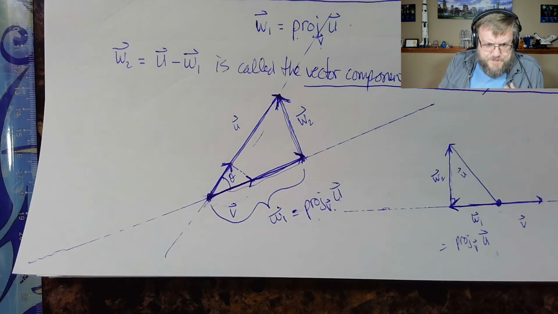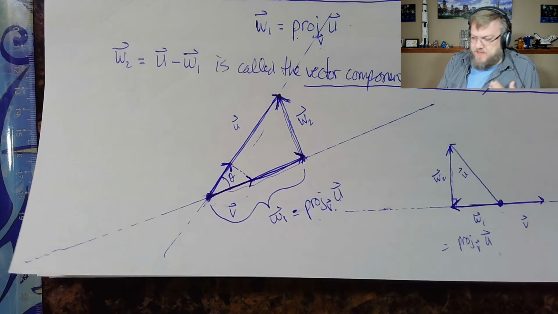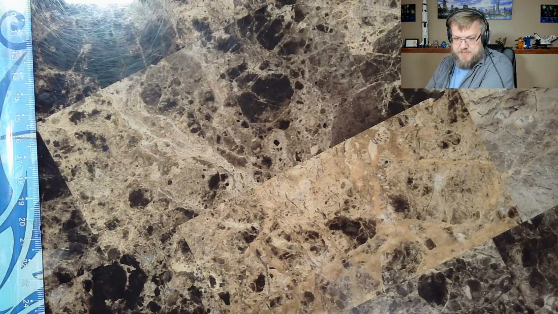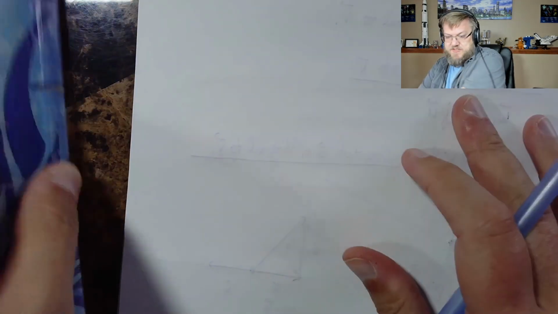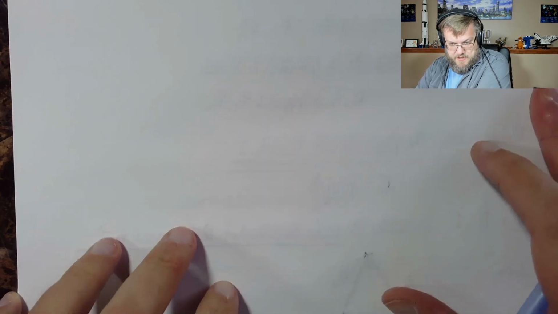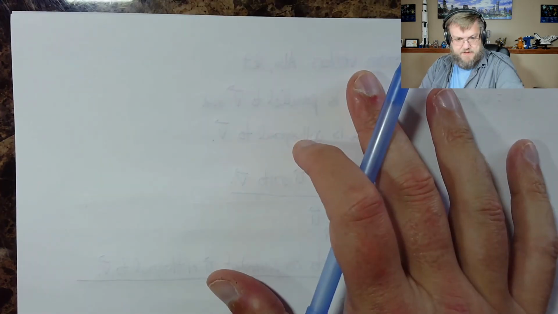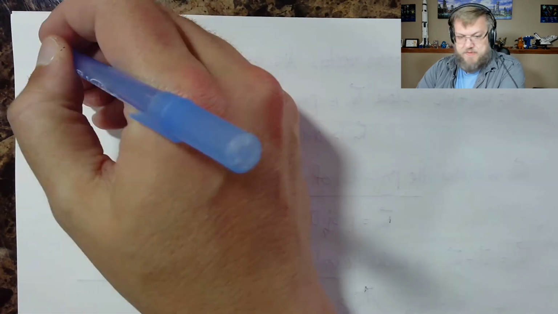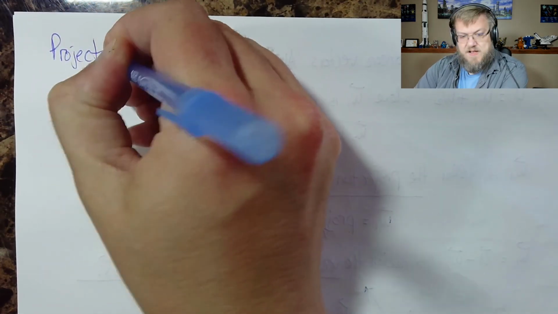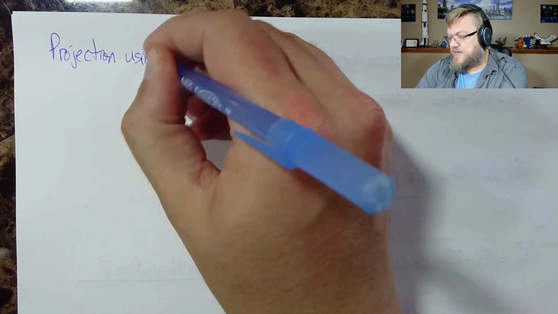Now, let's get a formula for this, and I think that'll be a good place to end this video. I'm not quite done with dot product. There's yet another thing I want to do with dot product before we move on with the section, but I think we are running out of time soon. So let me get this formula down a little bit, and then we will end it there. Okay, so here's a formula for the projection. Projection using a dot product.